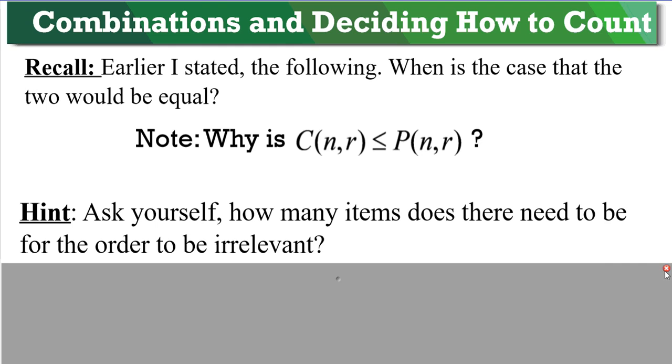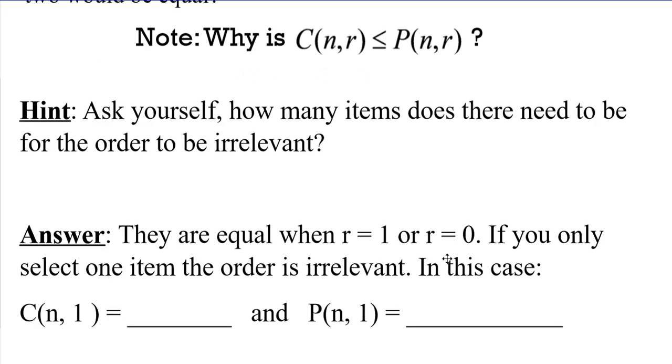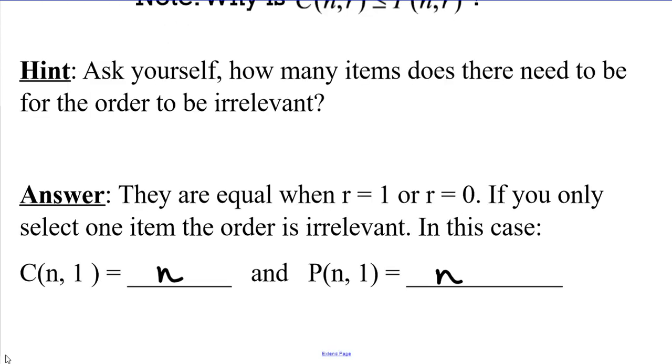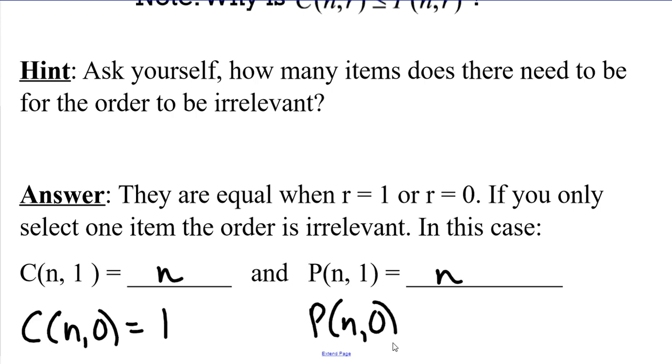Order would not be important if you're just picking 1 or 0 things. So those two are equal if you're picking 1 item or 0 items. If you only select 1 item, then it would be n. Because if you're picking 1 out of a set number of n things, you could pick each of them once. Same with this, it'd be n. And then the 0 cases, both of them would be 1. So C n choose 0 would be 1. P n choose 0 would be 1. So those are the cases when they're equal, when you're picking 1 thing or if you're picking 0 things.